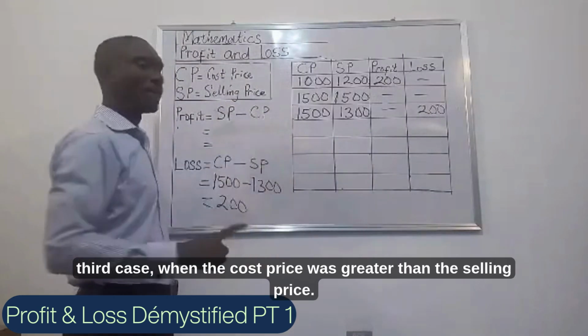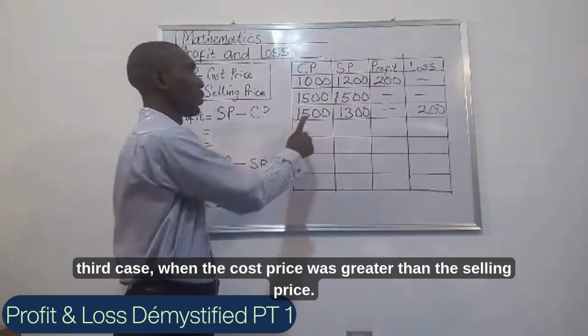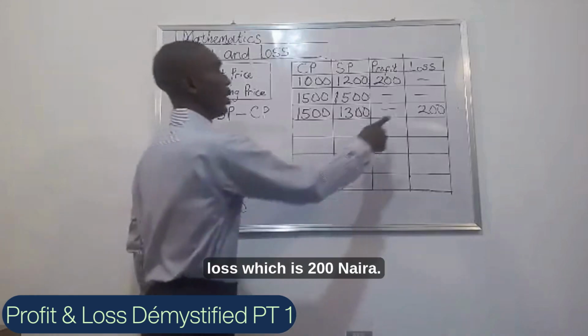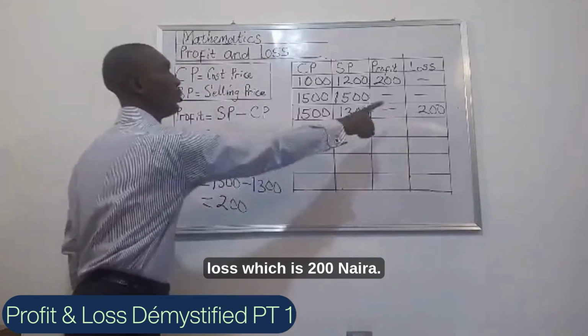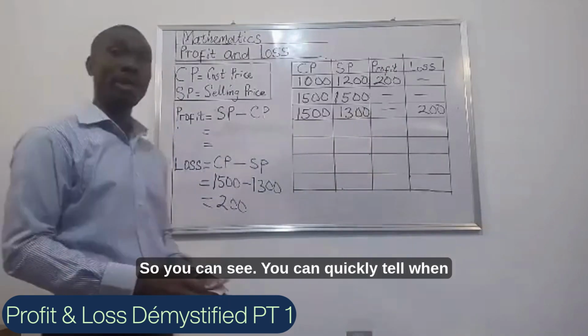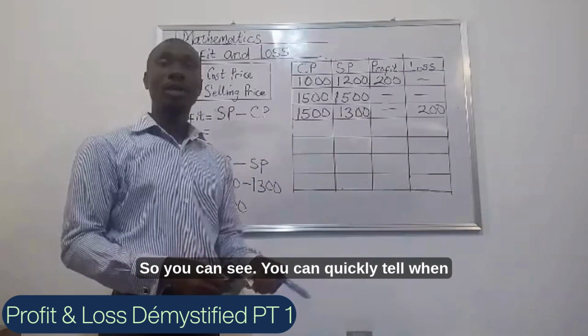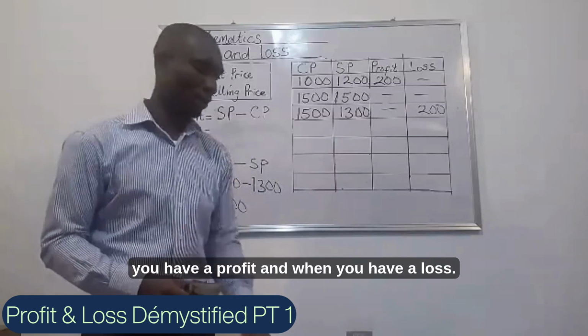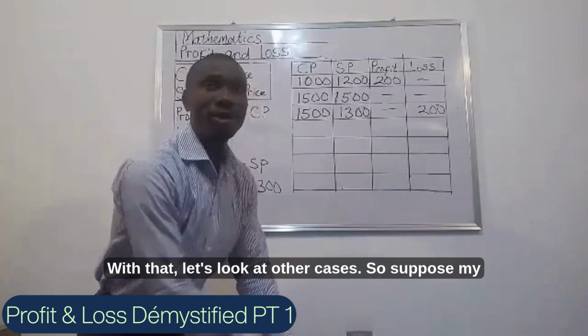This third case, when the cost price was greater than the selling price, we had a loss, which is 200 naira. So you can see, you can quickly tell when you have a profit and when you have a loss. With that, let's look at other cases.